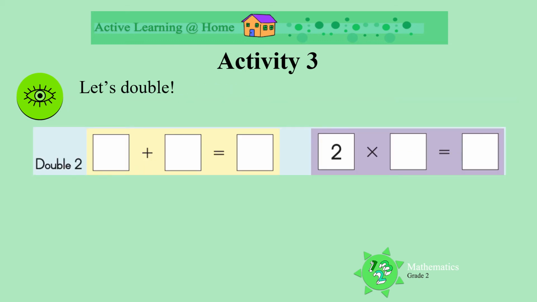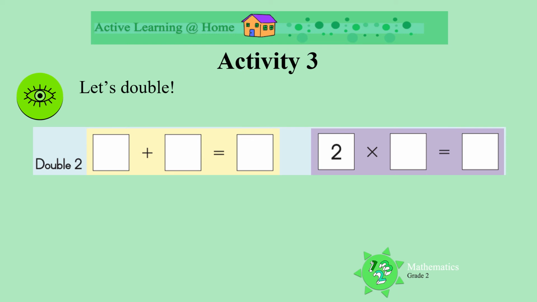Activity 3. Let's double again. We already know that when you double a number, you add it to itself. Let's do this with double 2. Double 2 we would say is the same as saying 2 plus 2. So in the first block, write down 2. And in the second block, write down another 2. 2 plus 2 is equal to. Then fill in your answer, which we will check later on.